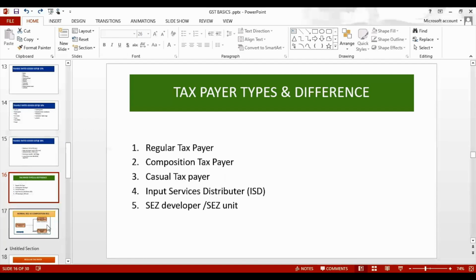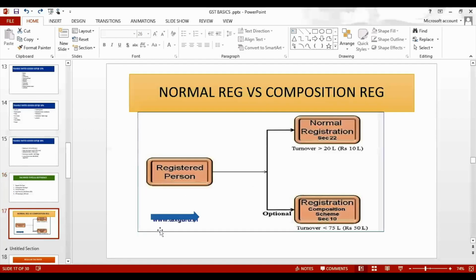So I want to explain the regular taxpayer. This is the most important one, and regularly we are filing on the GST portal. What is a regular taxpayer? A registered person, as I explained on the above slide, has a registration number, HSN code, and proper registration details. That person is a registered person. If he has a turnover below 20 lakh, he is considered a normal registered person, section 22.